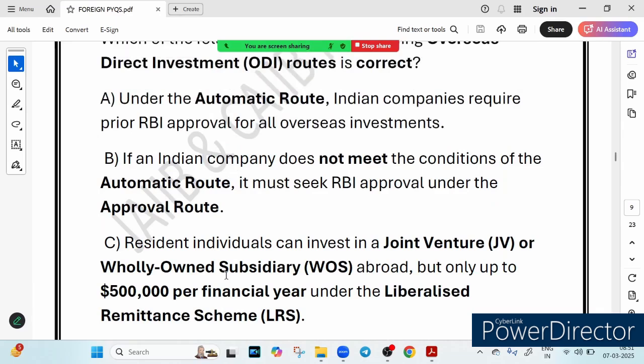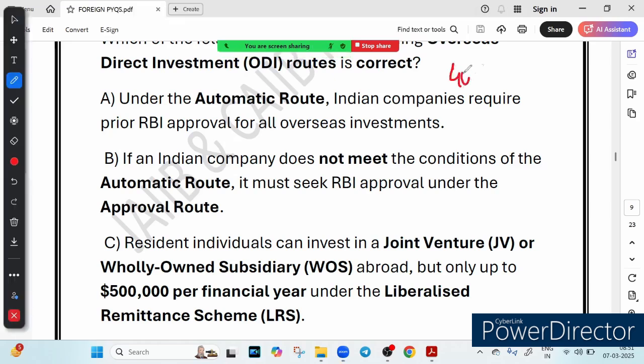This option suggests that an Indian company needs prior RBI approval for all investment under the automatic route. This is incorrect because under the automatic route, companies don't need prior RBI approval as long as they meet certain conditions, such as staying within 400% of their net worth.